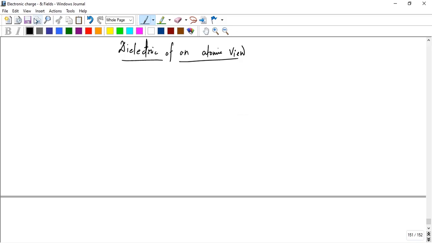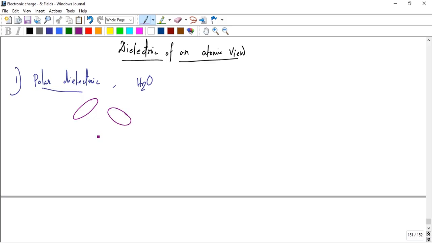So first is the polar dielectric. What is a polar dielectric? Polar molecules like H2O have a permanent electric dipole moment. We know that. Their orientation looks like this. Suppose there is a random orientation.